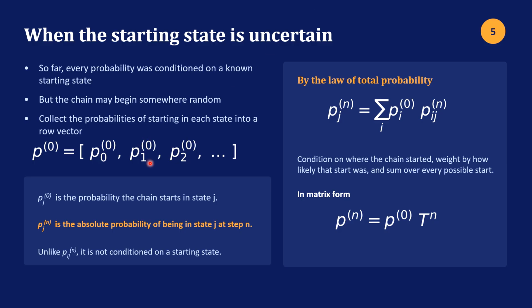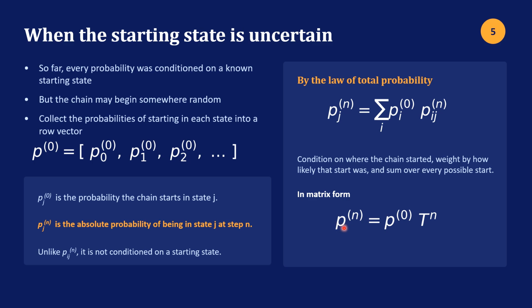The nice part of this is if you take this row vector and multiply it times T, the matrix we've been talking about, T to the n power, then this gives you the absolute probability that at step n you're in a given state. If you want to know the probability you're in state j, you would just take the jth component of this vector. Remember, this is a row vector times a matrix, so you also get a row vector when you multiply these two together.